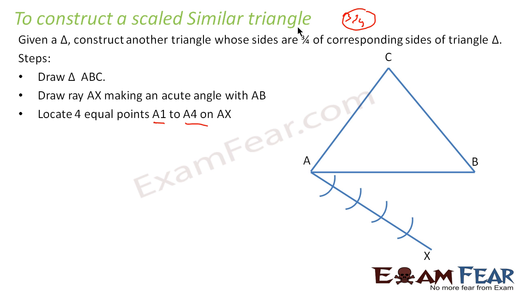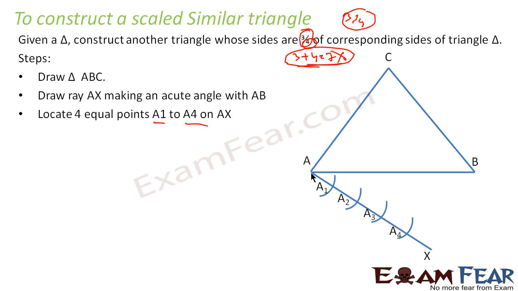Why 4? Because it is 3 by 4. Please note, in this case we are not saying the number of points is equal to 3 plus 4, which is 7. This is not the case. In the case of a line we used to do this, but here, for 3 by 4, we take the denominator part and draw 4 points. Right? And let's name them A1, A2, A3, A4.